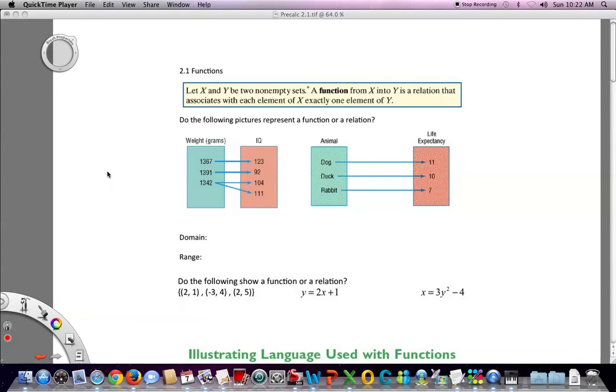2.1 functions. Most of this will be definitions, so stick with me for a little while. We'll do some math work as well, but let's go ahead and get started. So x and y are two non-empty sets.